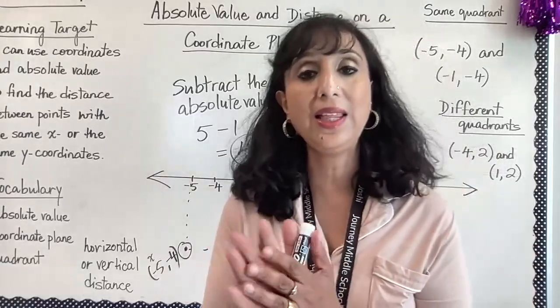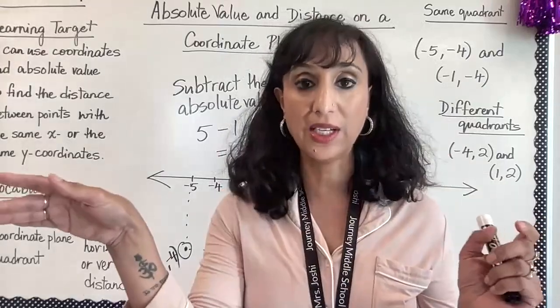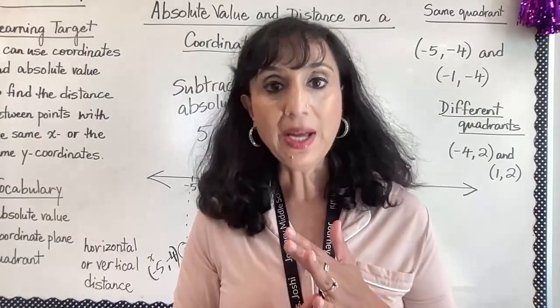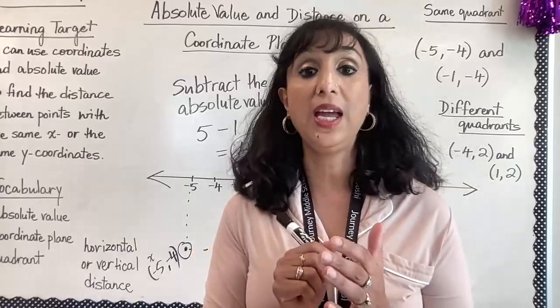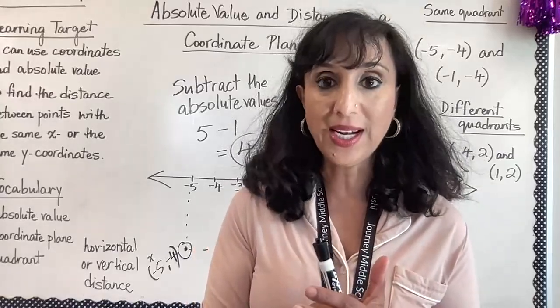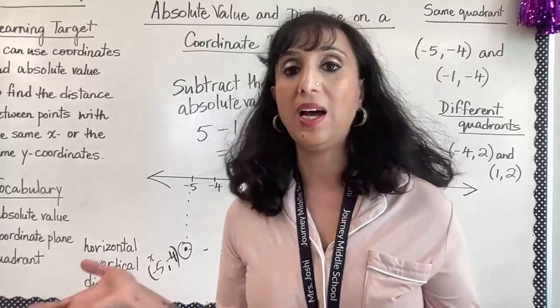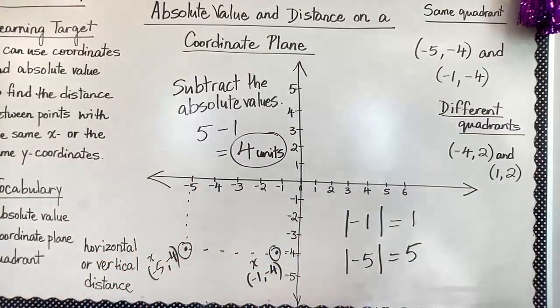So when they are in the same quadrant and you're looking at it horizontally, we know that the y is going to stay the same. And so you just take the absolute values of the x coordinates and subtract the two, and that'll give you the distance between those two points. All right, so this is when they are in the same quadrant.